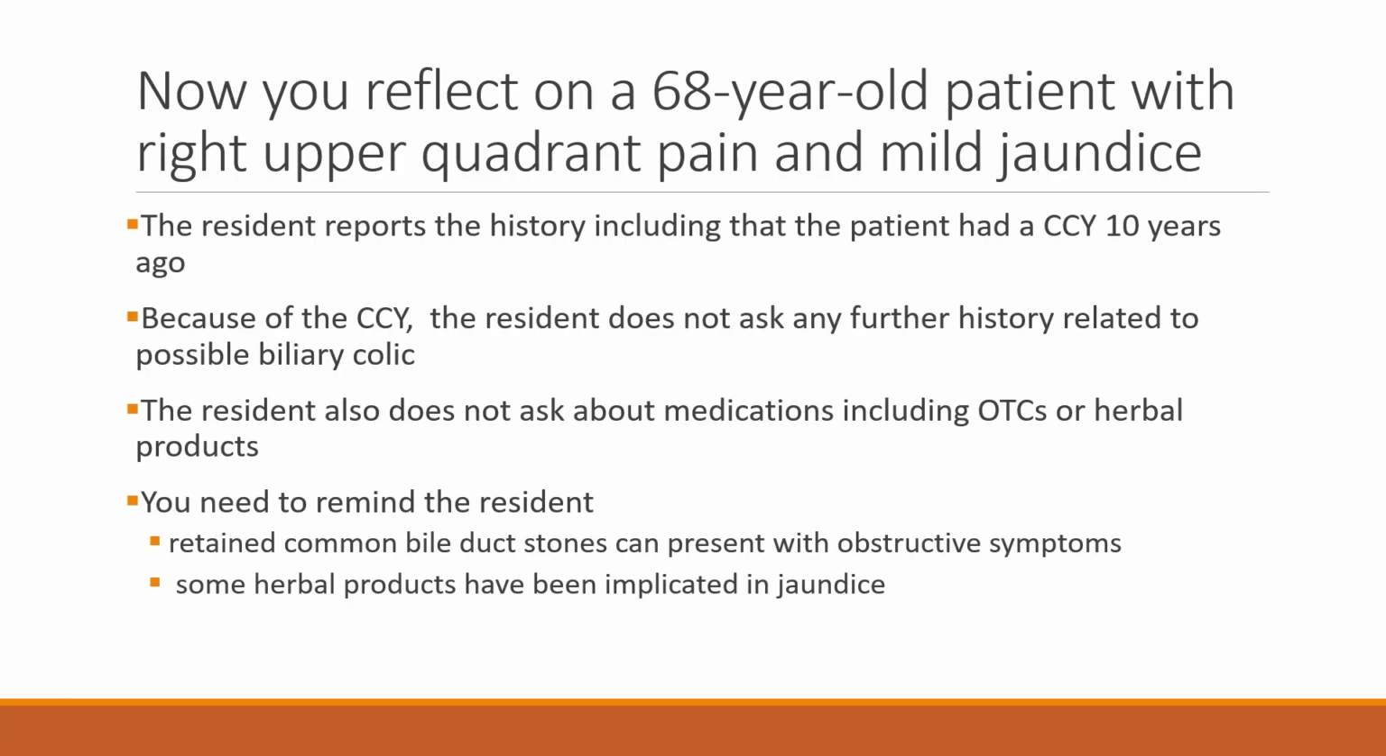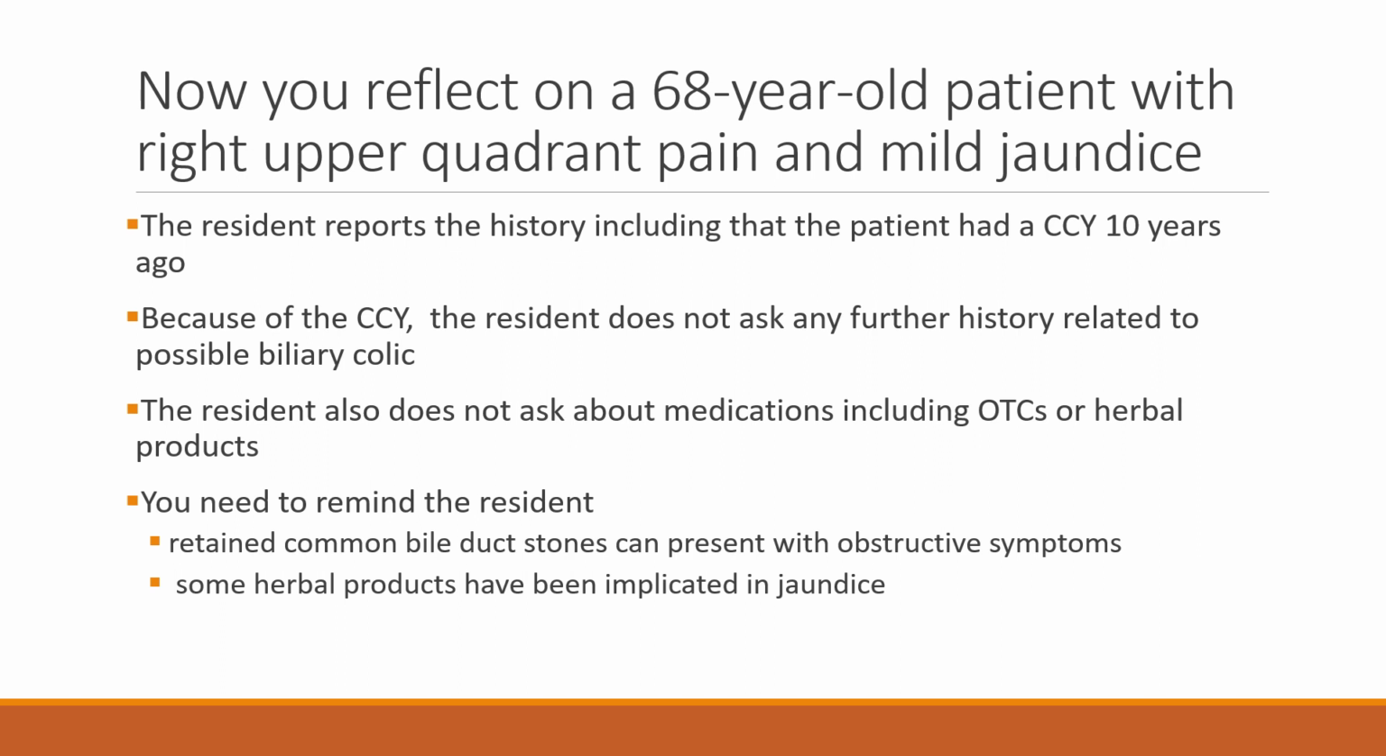Now you think about a patient that presented with right upper quadrant pain and some mild jaundice. The resident asked about when the pain started, associated symptoms. They obtained a history that the patient had a cholecystectomy 10 years ago. The resident asked questions related to possible malignancy, substance misuse, and potential medications that can cause jaundice. Because of the cholecystectomy, the resident didn't ask any further history related to possible biliary colic. The resident also does not ask about recent medications that might include over-the-counter or herbal products.